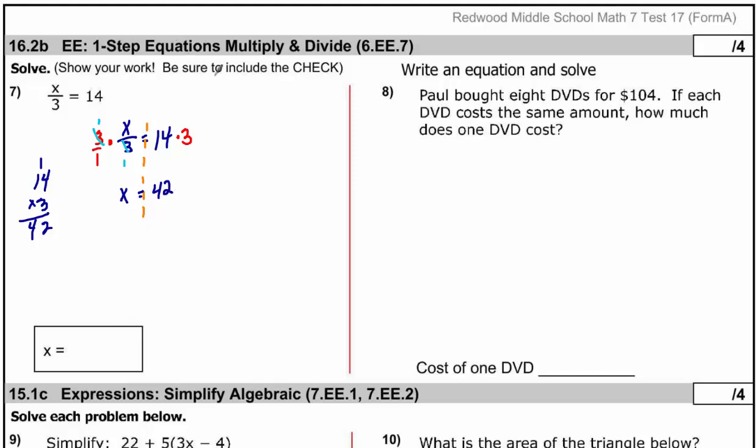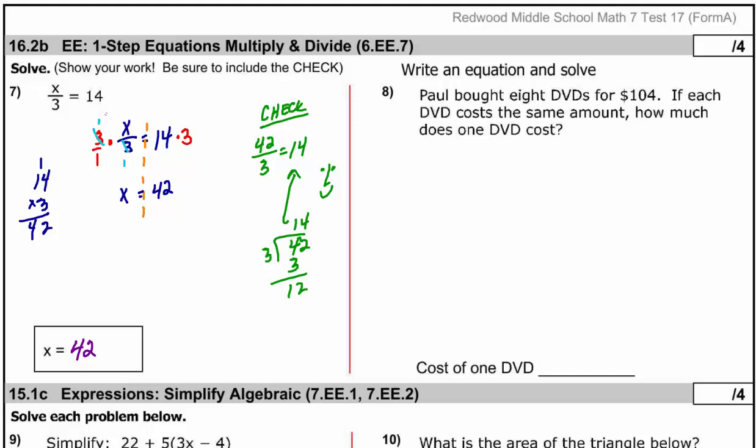To see if that's correct, we need to take the 42, divide it by the 3, and see if we get 14. So we'll do this down here. 3 goes into 42 one time, with 1 left over. So we're going to have 12 here. And 3 goes into 12 4 times. And there is that 14, which means I can feel confident I did it correctly. And I know that x has a value of 42.